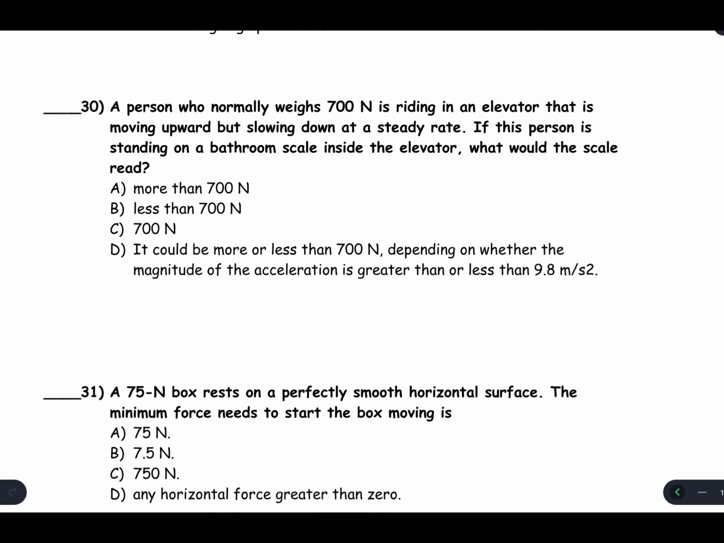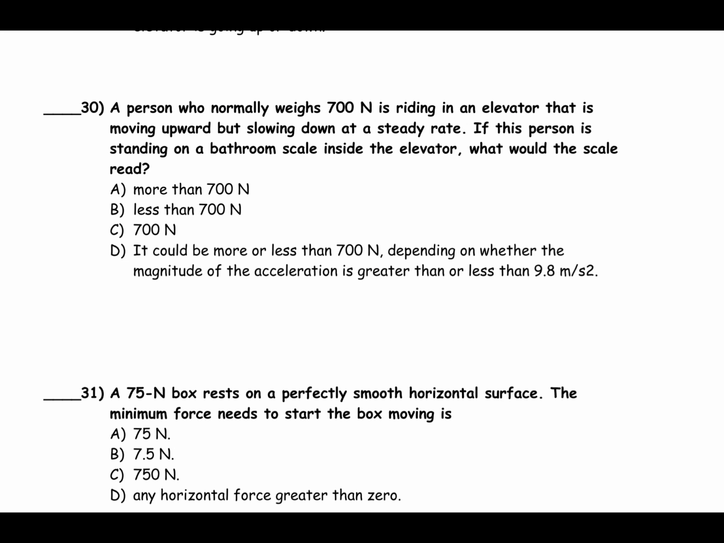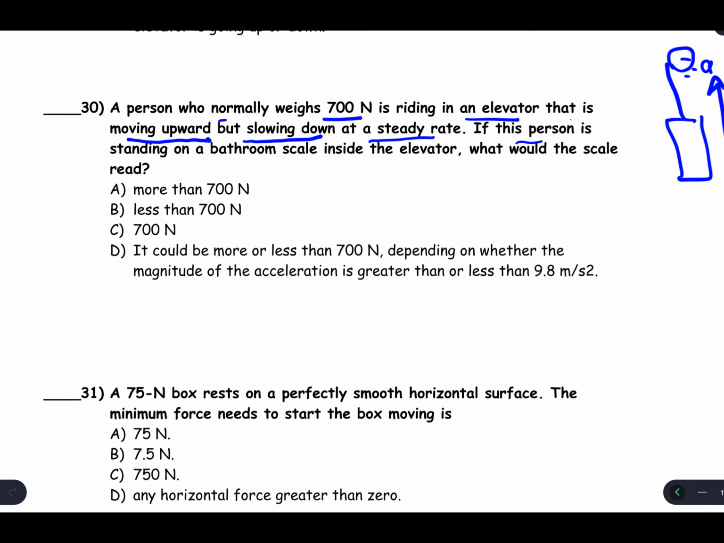Let's go to the next. A person who normally weighs 700 Newton is riding in an elevator that is moving upward but slowing down at a steady rate. Moving upward but slowing down, so the acceleration is negative. If this person is standing on a bathroom scale inside the elevator, what would the scale read? More than, less than, or equal to 700?